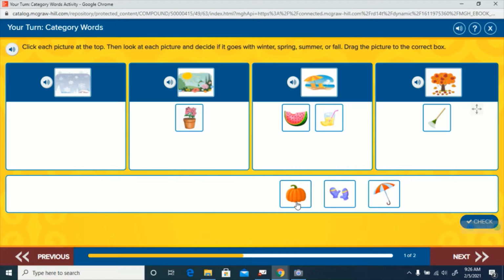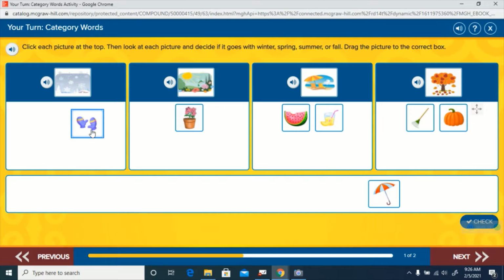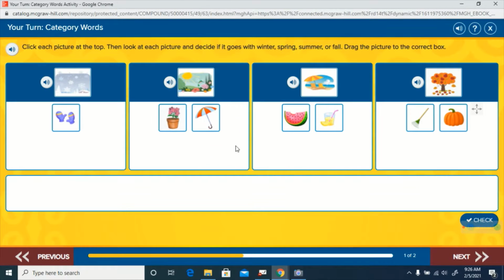And here's a pumpkin. When do we usually see pumpkins? In the fall. When do we usually wear mittens? That would be in the winter. And when do we usually use an umbrella? We use an umbrella in the spring because it's rainy a lot in the spring. Let's check these.